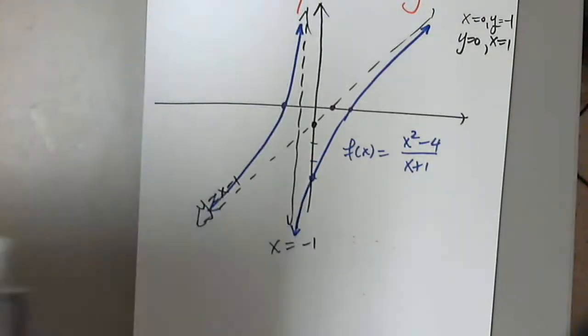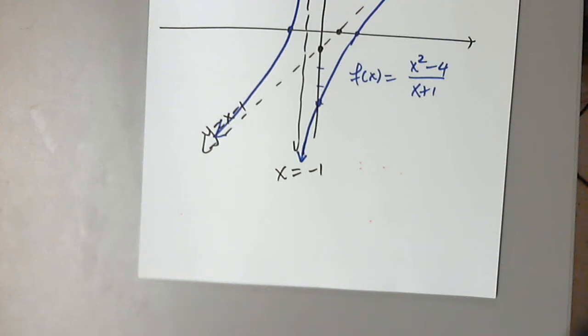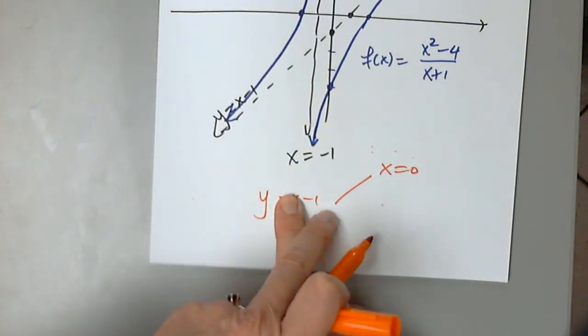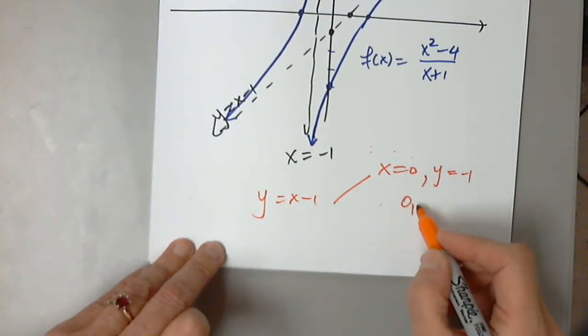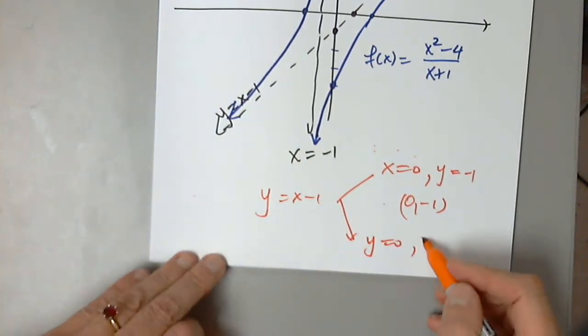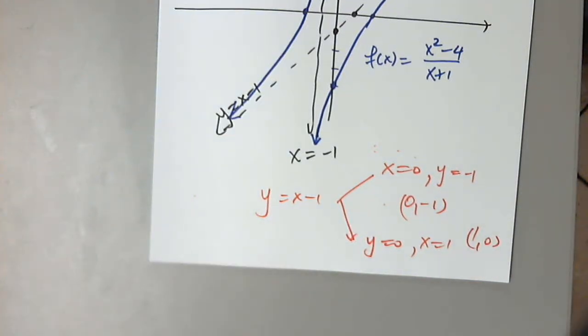Where did we find x equals 0, y equals -1? When we graph a line, sorry about that. So we have y equals x minus 1. When x is 0, y is -1. When y is 0, you move 1 to the other side, and you get x equals 1, which is 1 comma 0. These are the x and y intercepts needed to graph the slant asymptote. It's a line, so I need the x and y intercepts. When x is 0, I find y. When y is 0, I find x. Okay.